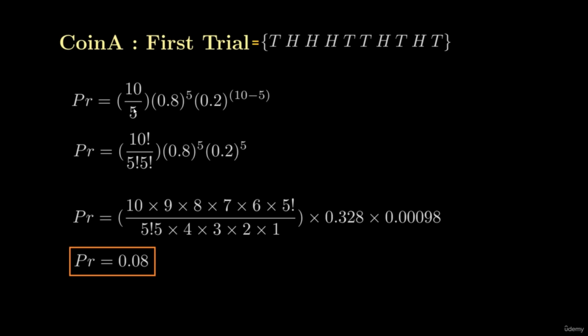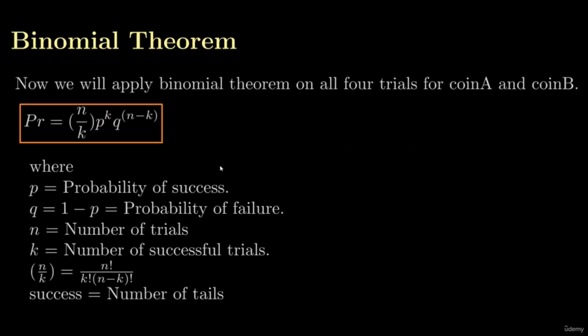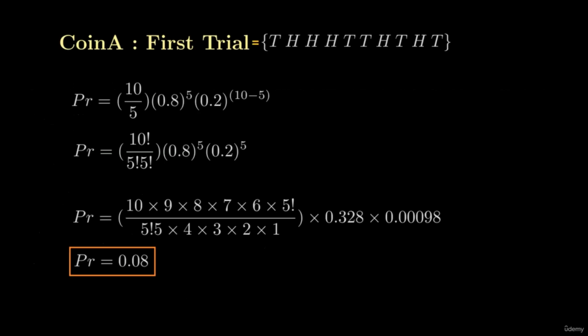5 is k, which is the number of successful experiments. 0.8 is the probability of getting tail, or the probability of a success. So this is our estimate value. If you remember, our estimate value is 0.8 for coin A and 0.4 for coin B of getting tail, that is the probability of success. So here 0.8 raised to power 5, and then 0.2, which is the value of q, raised to power n minus k, which is also 5.